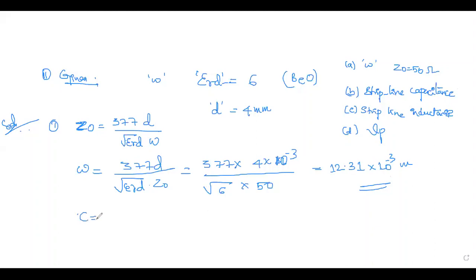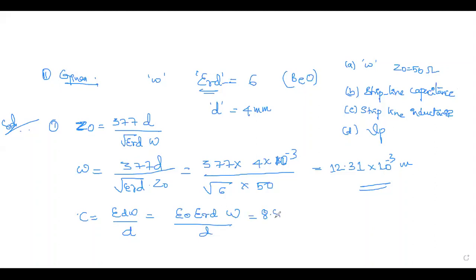For capacitance, you have a direct formula: C = epsilon D W by D. Here, the value given is epsilon RD, so you have to be careful when you substitute in the formula. It is only epsilon D here, so when you write epsilon D, that is nothing but epsilon naught into epsilon RD, times W divided by D. You have to be careful about this.